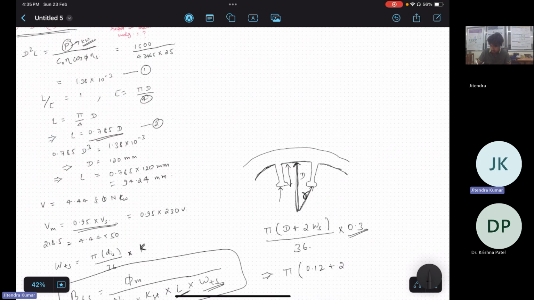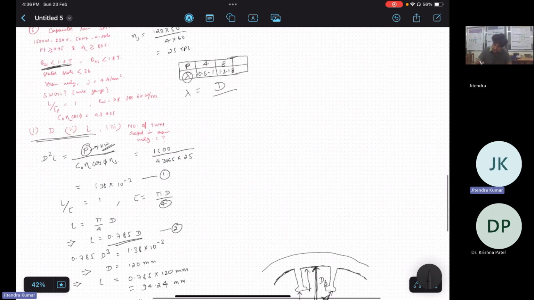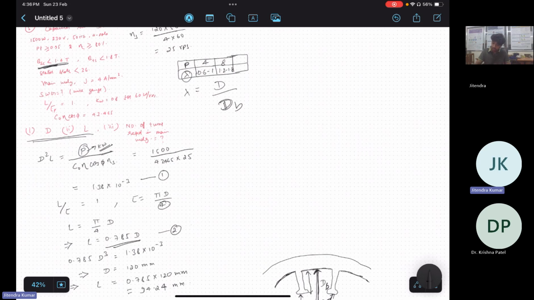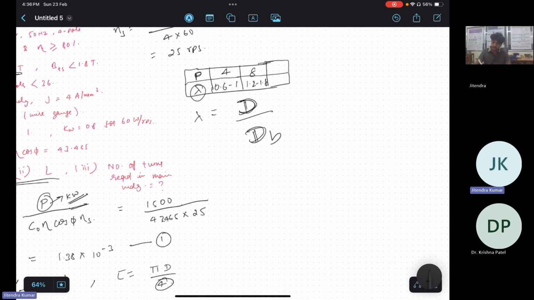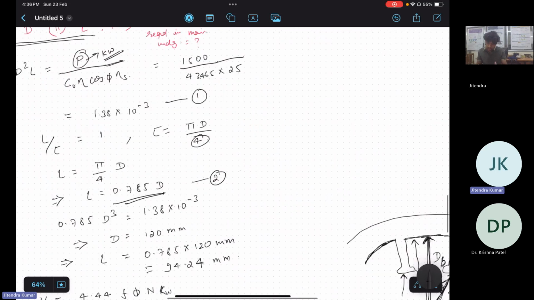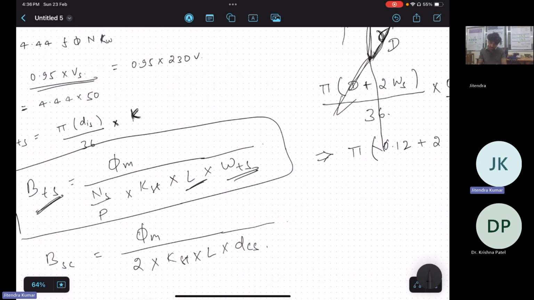This is D back iron, and this is D. So the ratio of D by D back iron, I am talking in terms of diameter. So do not get confused, please. So D by DB. The usefulness of this lambda is, if you know this D and the number of poles of the machine, then you will be able to calculate this value of lambda. And then you can calculate the value of DB. And once you are able to calculate DB, then you can plug in that value here.